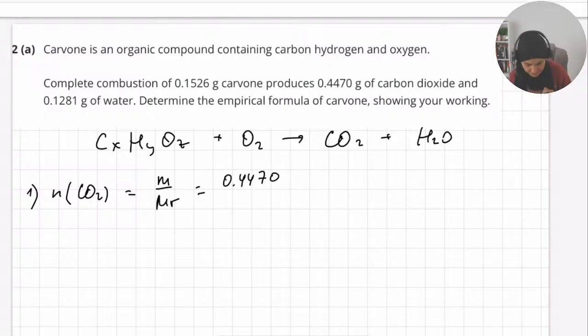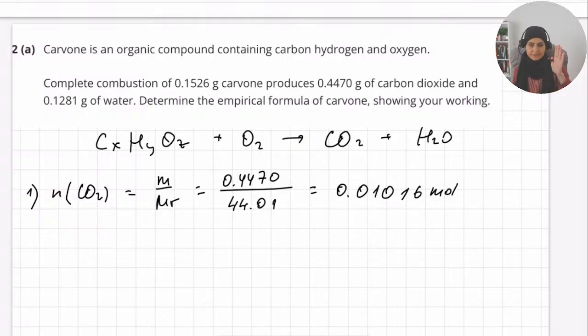That's 0.4470 grams divided by Mr of CO2, 12.01 plus 16 times 2, so that's 44.01. I think by the end of this syllabus you will memorize this molar mass. That gives 0.01016 moles. And that's the moles of CO2.